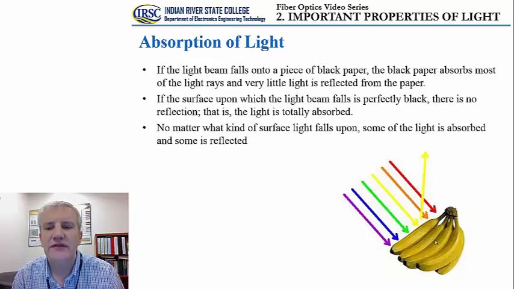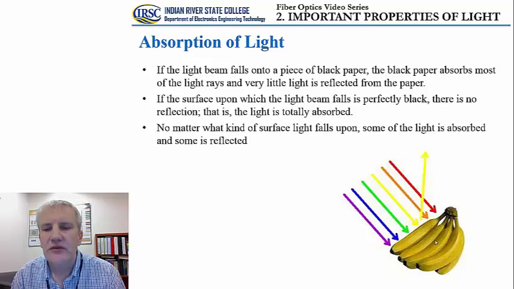If we have some other surface, for example, in this case here, on this slide, you can see bananas. Obviously, bananas are yellow, so how do we explain why we are seeing bananas as being yellow and not as being blue or red?